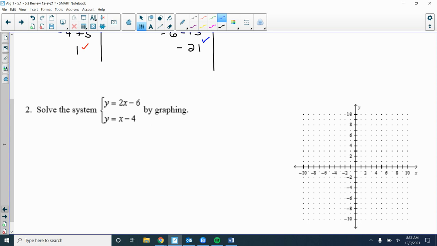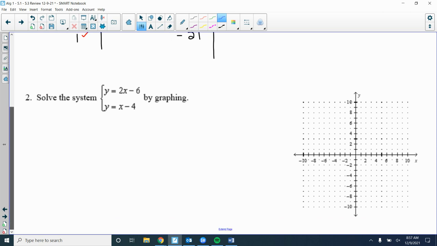That's my answer. Okay. So there's 3 ways to solve these. Graphing, which we're going to do the least, but you still need to know how to do it. Substitution and elimination. All right. So for graphing, y equals 2x minus 6.